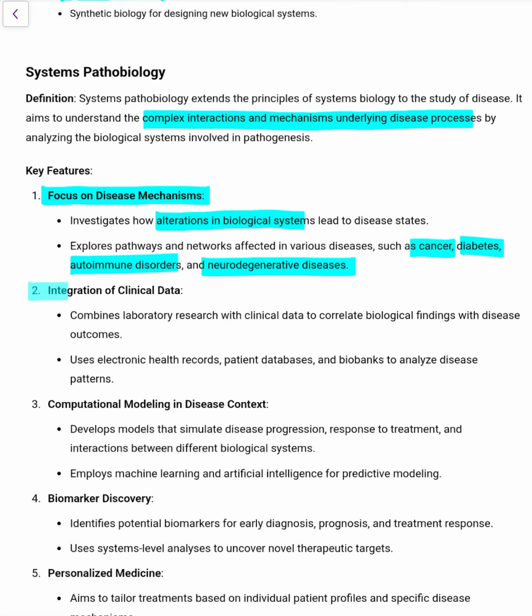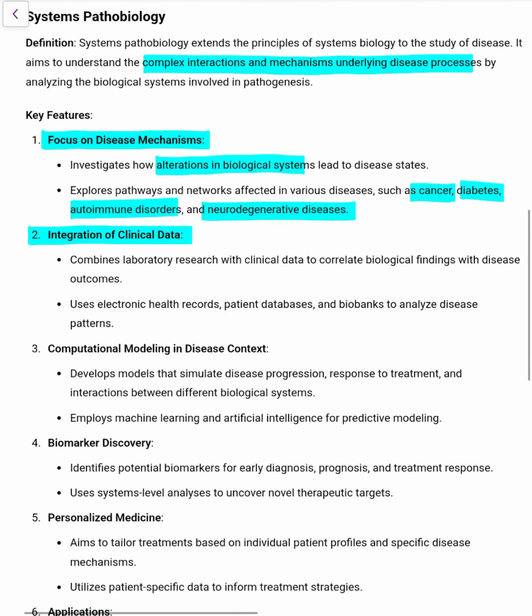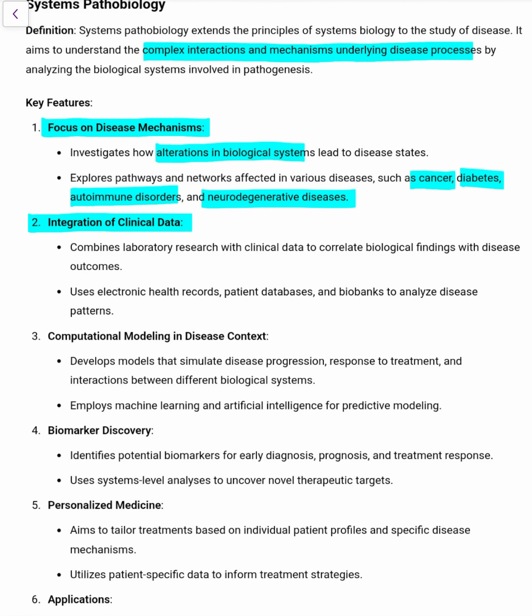Next is integration of clinical data. It combines all the lab research and clinical data to correlate the biological findings with the disease outcomes. It uses electronic health records, patient databases, and biobanks to analyze the disease patterns. It will integrate all the data which have been collected, maybe lab research data, clinical data, everything, and it will analyze the disease patterns.